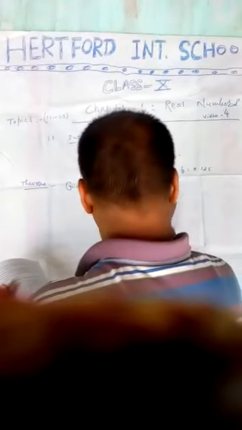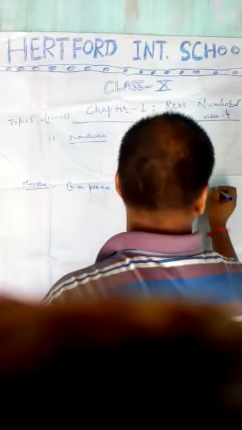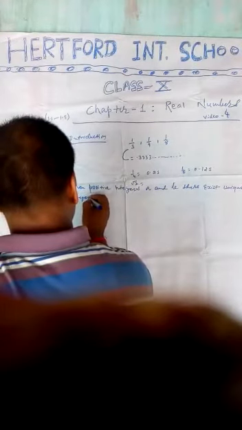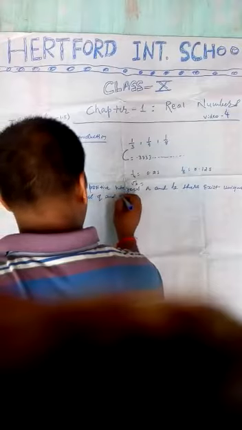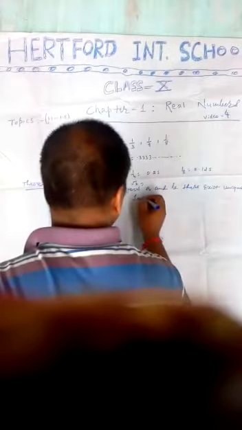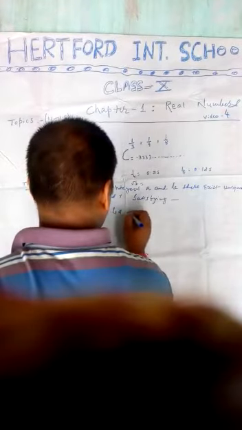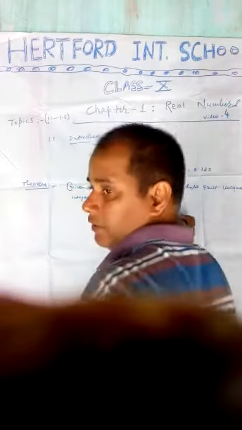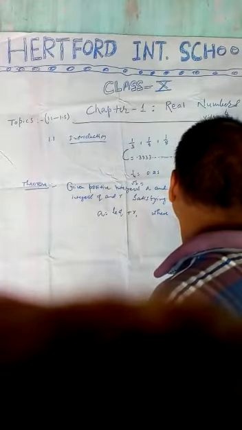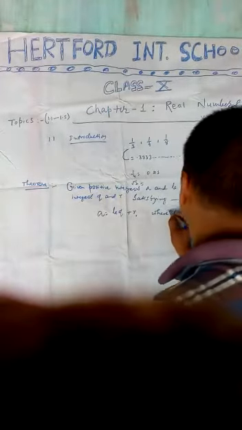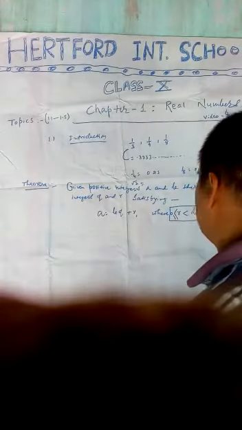Integers a and b, there exist unique integers q and r satisfying a is equal to bq plus r, where r is less than b. And this is the condition.